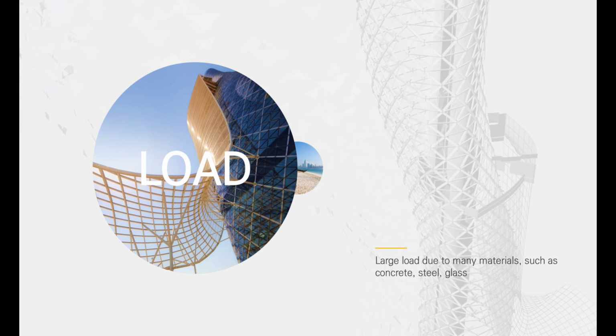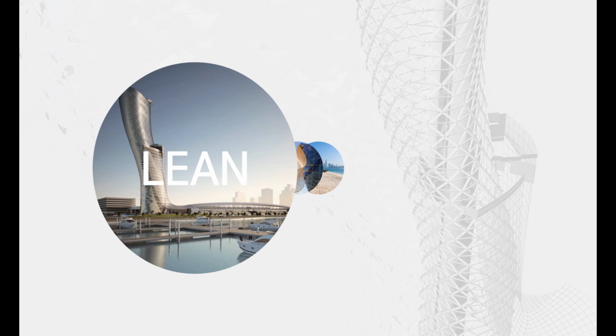The second point is the large load due to the many materials such as concrete, steel, and glass. Also, as the building consists of 35 floors, its load would be massive. The third point is the special characteristic of our building, the leaning angle of Capitol Gate Tower. As the most leaning architecture in the world, this was a critical point to be considered in construction too.